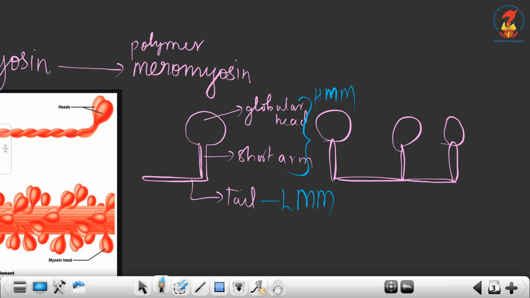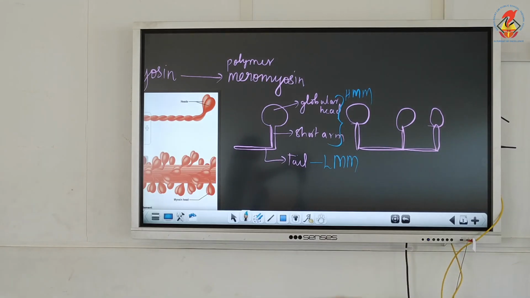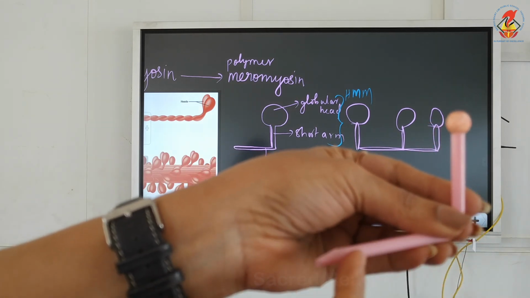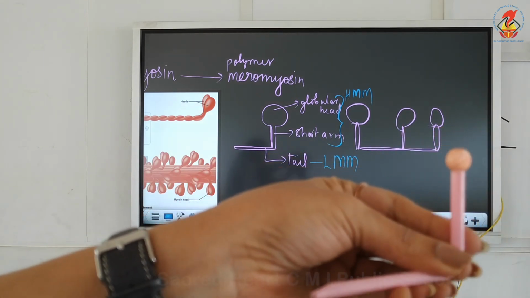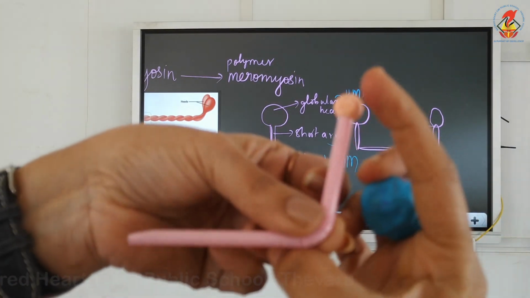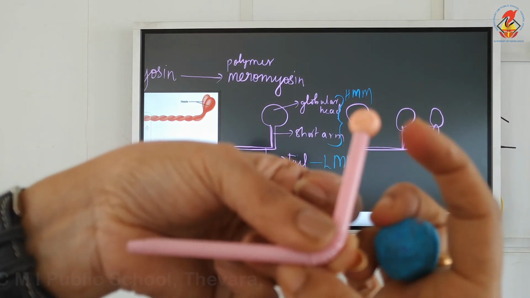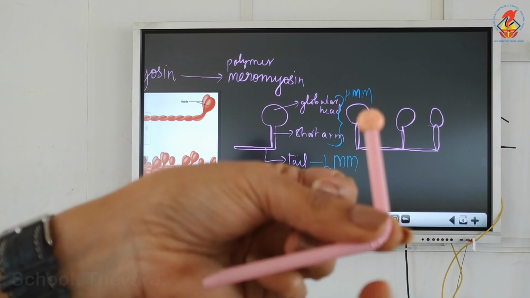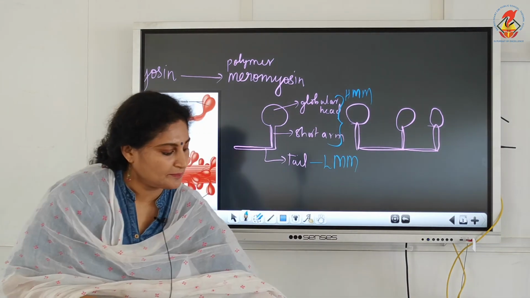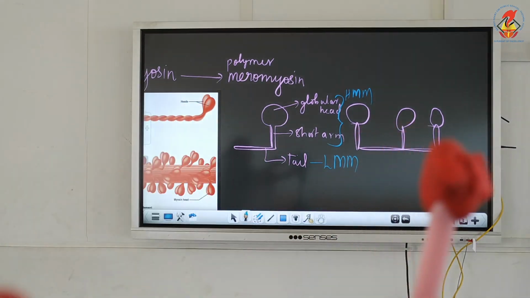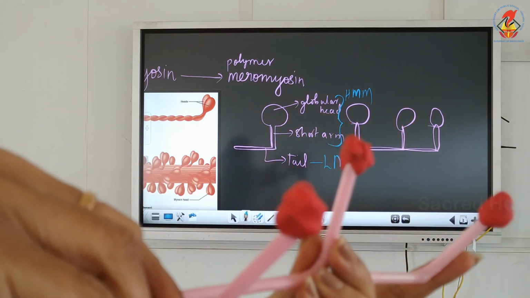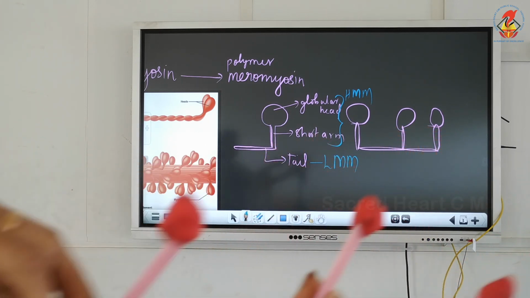So I have a model of one myromyosin. So this is the globular head, short arm and tail. So this is one monomeric unit of myosin called myromyosin, and this constitutes the heavy myromyosin, the globular head and the short arm, and the tail constitutes the light myromyosin. Like that, if I make a number of repetitive units, I get many of such structures. So this is the way the myromyosins are organized to form the myosin filament.